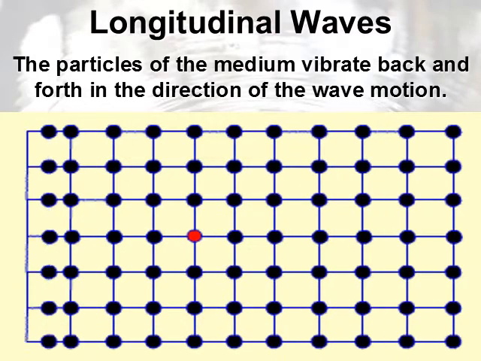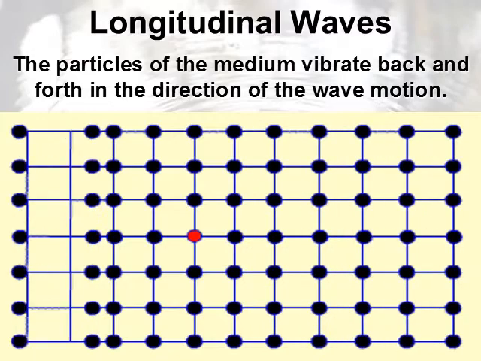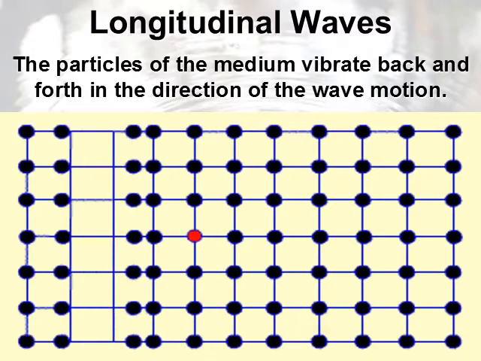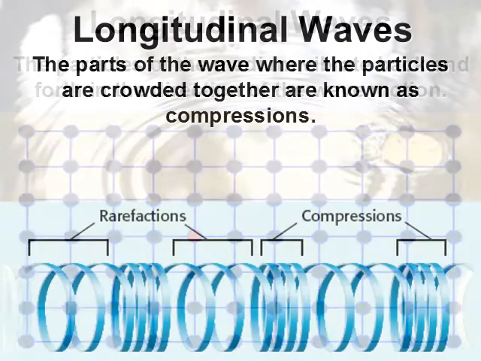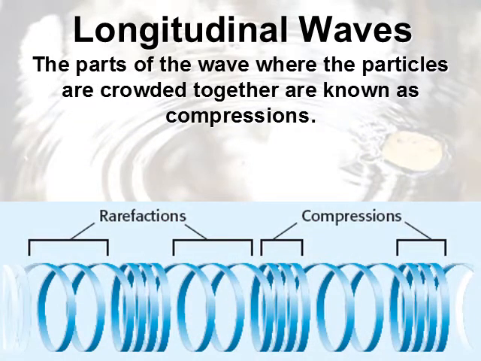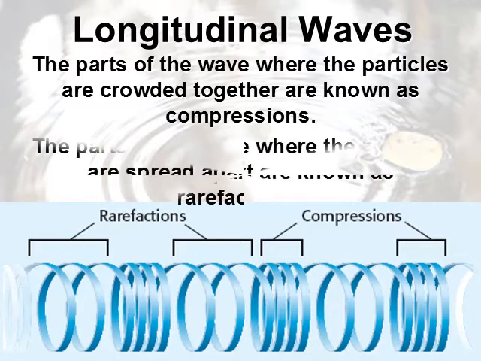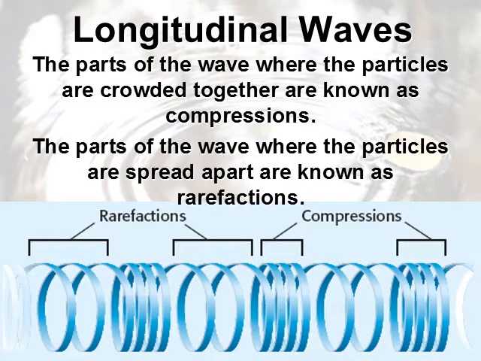Longitudinal waves. Particles of the medium vibrate back and forth in the direction of the wave motion. The parts of the wave where the particles are crowded together are known as compressions, whereas the parts of the wave where the particles are spread apart are known as rarefactions, because the particles are rare in those areas, rarefied.